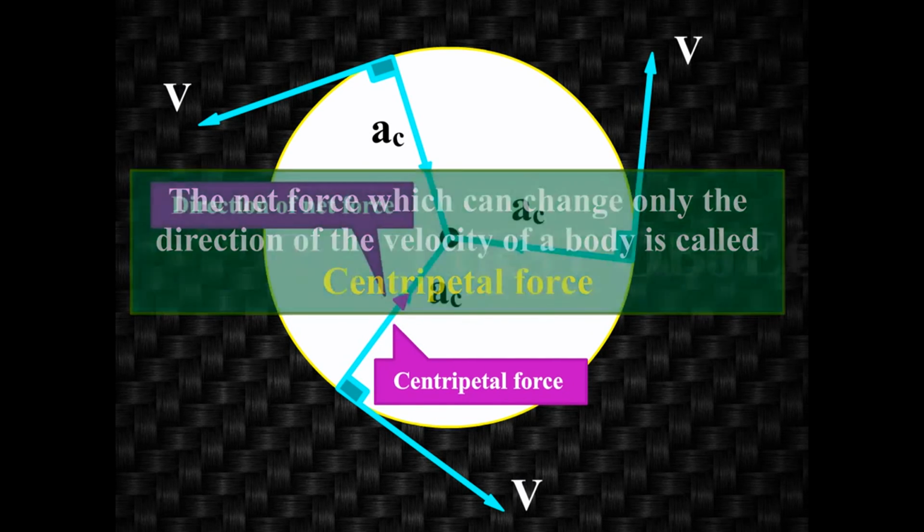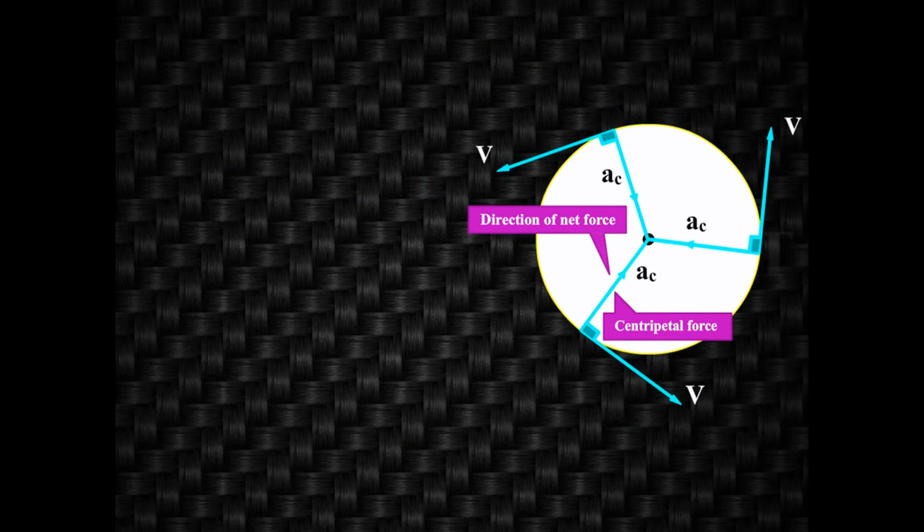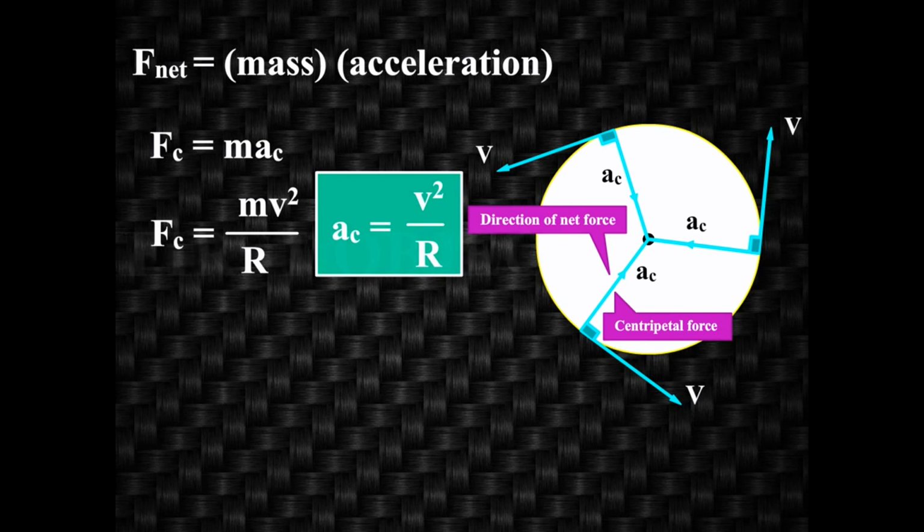Let us find the value of the centripetal force. According to Newton's second law of motion, F net is equal to mass into acceleration. F_c is equal to m a_c. F_c is equal to m v square by r, since a_c is equal to v square by r, where r is the radius of the circle. In uniform circular motion, F_c is always directed towards the center.